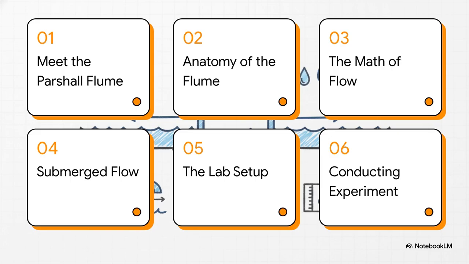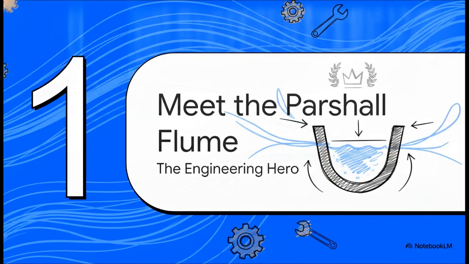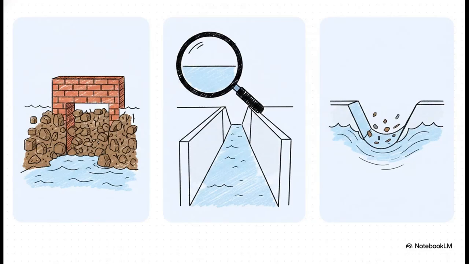Let's get going. Section 1. Meet the partial flume, the engineering hero. Let's introduce the ingenious solution to that initial question. Now, historically, older devices like broad-crested weirs were effective, sure, but they caused high head loss and basically acted like a giant wall. They trapped sediment and created these useless, dead water zones. Then Venturi flumes came along to try and fix that, but they had very small head differences, especially at low Froude numbers. That made them incredibly hard to read accurately.